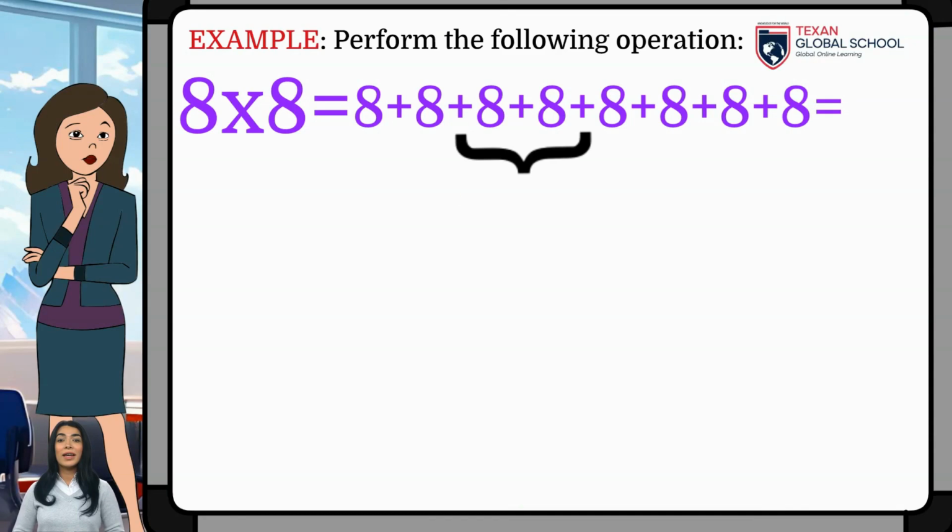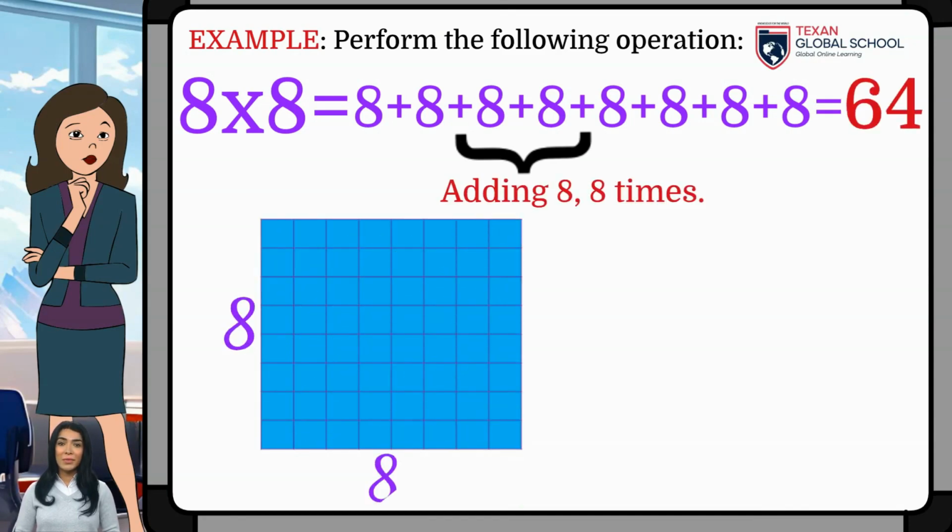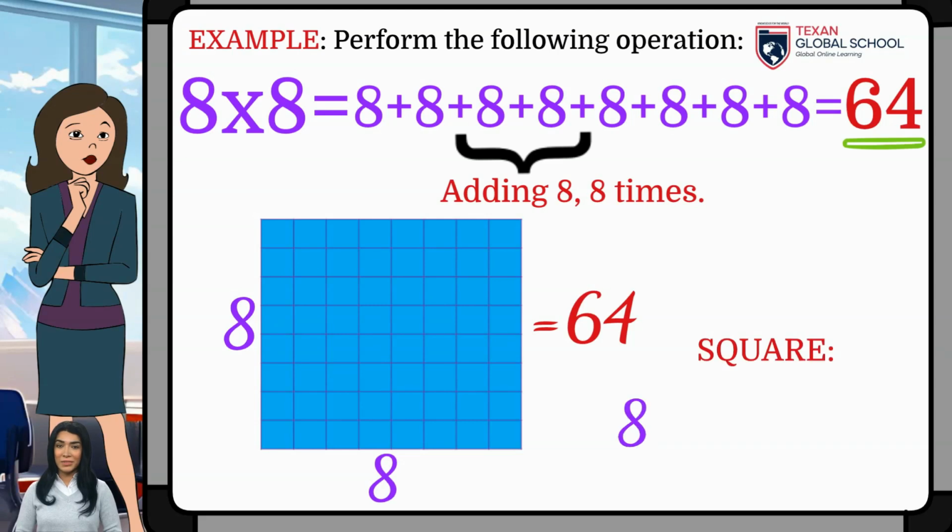Then, multiply 8 by 8. So, we add 8 8 times. Therefore, 8 times 8 is 64. The model represents 8 rows by 8 columns. So we have 64 ones. Thus, we conclude that 8 times 8 is 64.